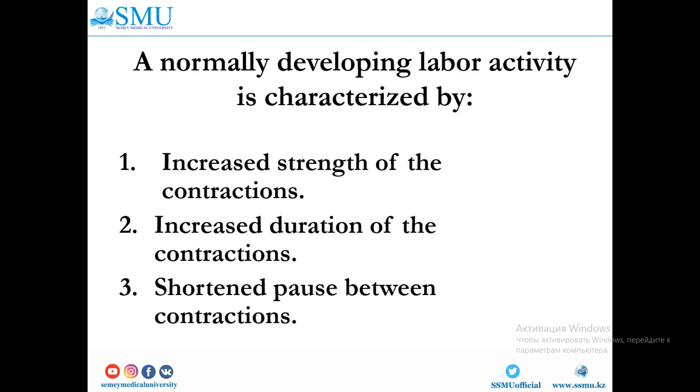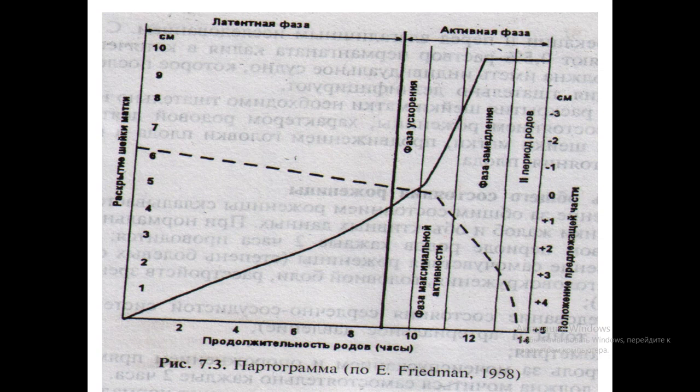A normally developing labor activity is characterized by increased strength of the contractions, increased duration of the contractions, and shortened pause between contractions. Here you can see a partogram. A partogram is a composite graphical record of key data, maternal and fetal, during labor.